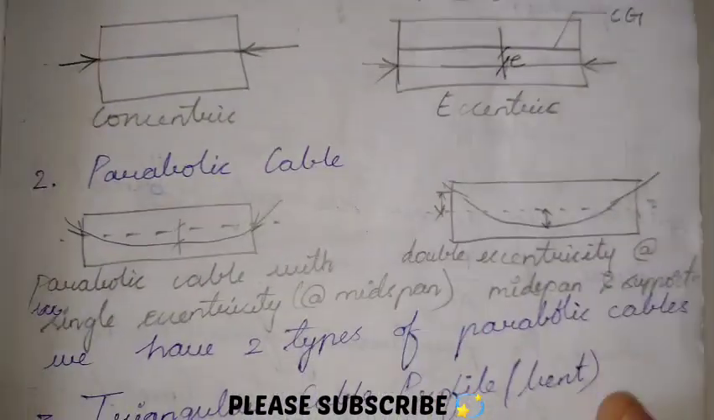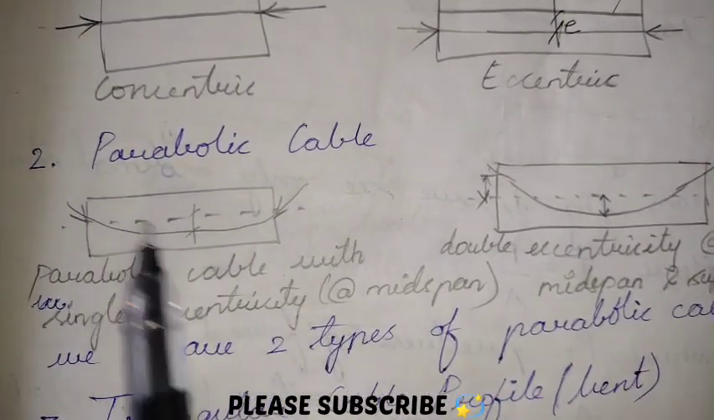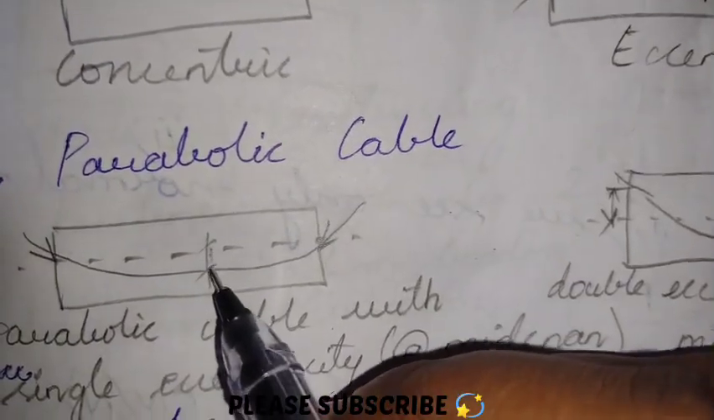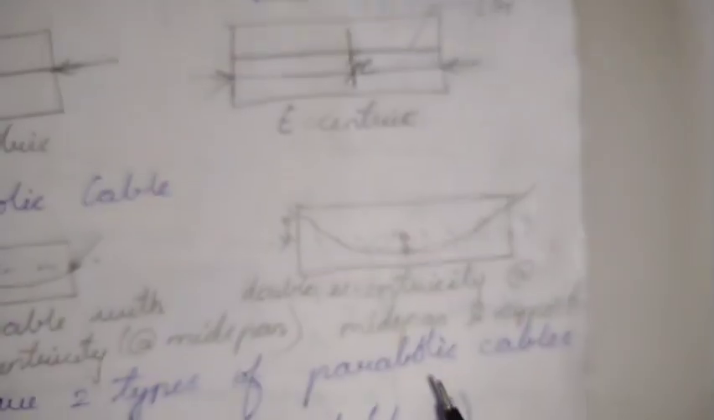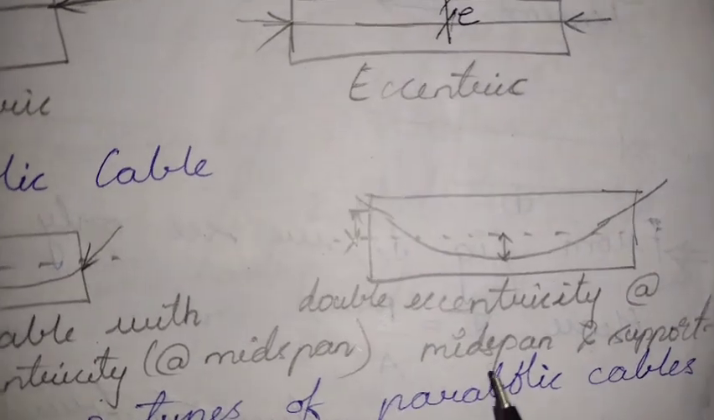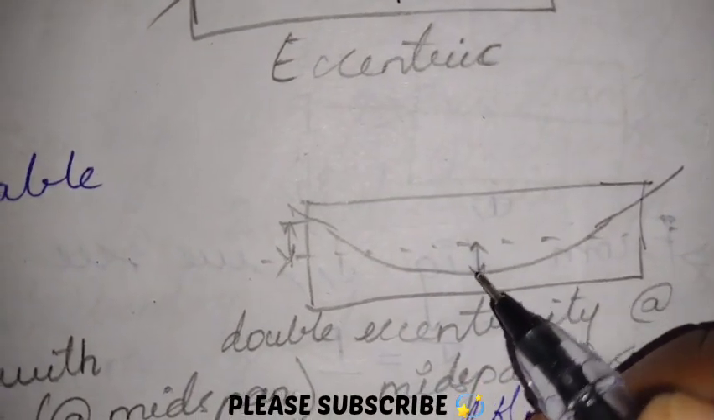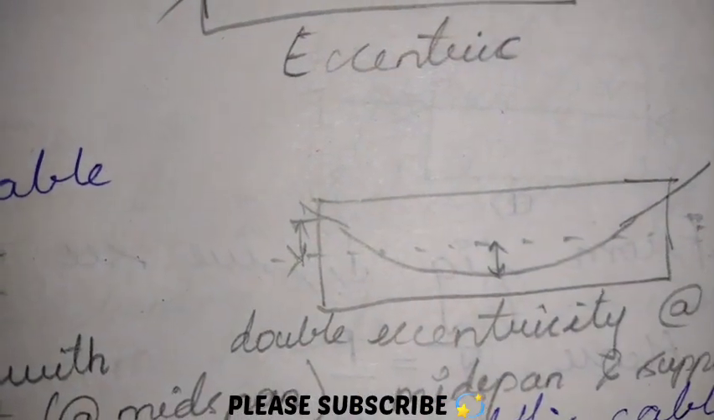Next we have the parabolic cable. Even in this we have two subdivisions. Parabolic cable with single eccentricity has some eccentricity at mid span, but at the ends it passes through the neutral axis only. Whenever we talk about double eccentricity, it has eccentricity at both mid span and supports. See here, at mid span it has eccentricity, and also at the supports it has some eccentricity.